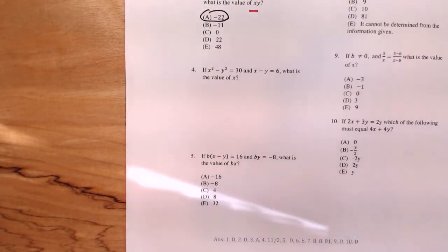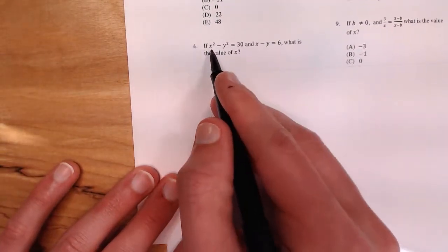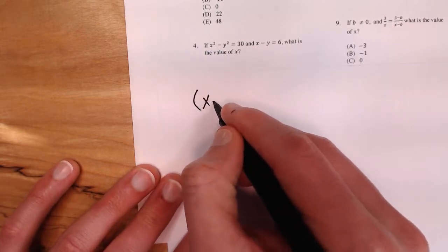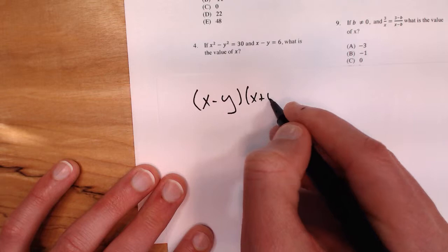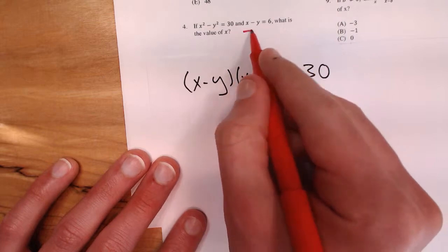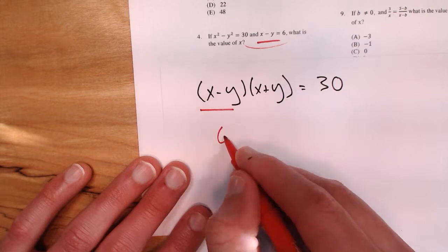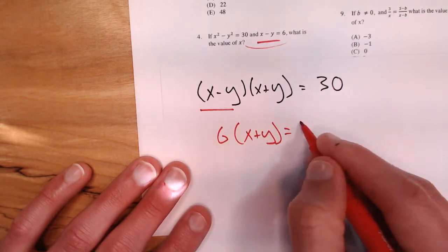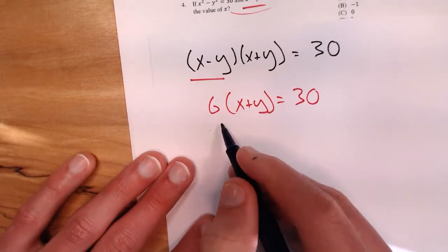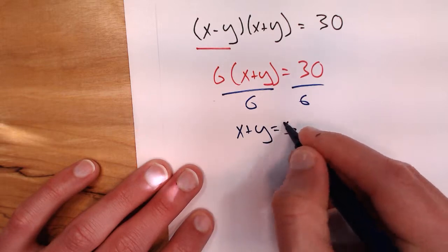All right, number 4 says x squared minus y squared equals 30 and x minus y equals 6. What is the value of x? Okay, so I see a perfect square factoring problem, so I'm going to jump right in. Remember, x squared minus y squared is going to factor as (x minus y)(x plus y). If you know that, you're going to save yourself a lot of time. I know from the problem that x minus y equals 6, and I see an x minus y here, so I can just substitute. I'll write 6 times (x plus y) is equal to 30. And I will divide both sides by 6, and I'll get x plus y is equal to 5.